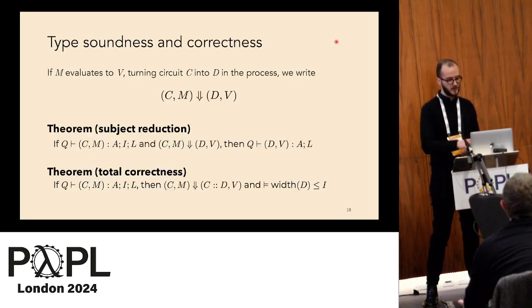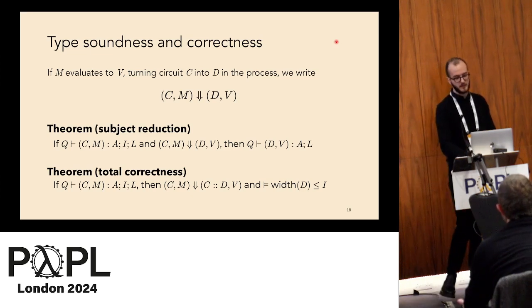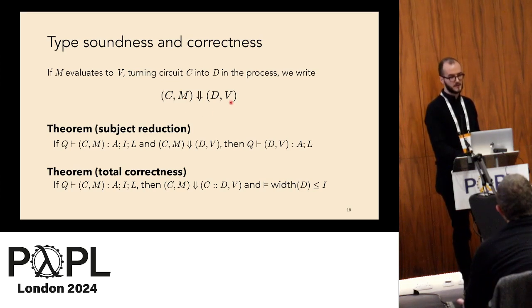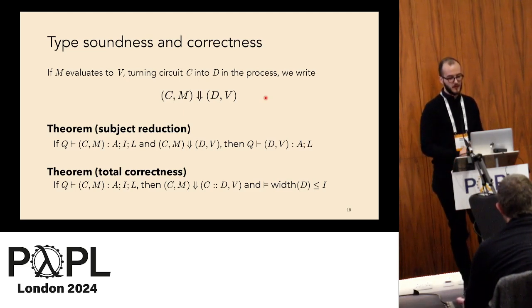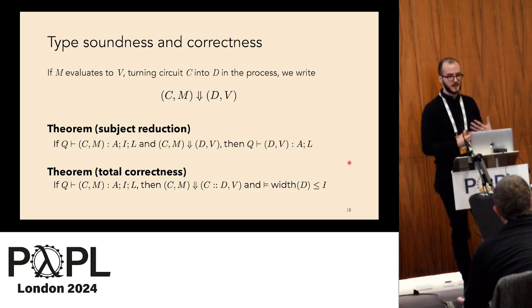And okay, so what can we say about well-typed configurations? We model circuit building semantics through a big step evaluation relation that tells us that M evaluates to V, and in doing so, as a side effect, updates circuit C to circuit D. What we can say about well-typed configurations is subject reduction, which tells us that well-typed configurations stay well-typed when we evaluate them, but also, and most importantly, total correctness, which tells us that if a configuration is well-typed, then it evaluates to something, and in particular, M evaluates to V, and in doing so, as a side effect, it extends C with a subcircuit D, which has width at most I. So this tells us basically that the circuit that the term extends the underlying circuit with is effectively bounded by the effect annotation that we derive through our type system.